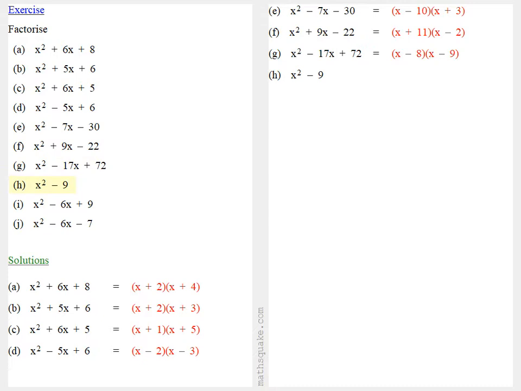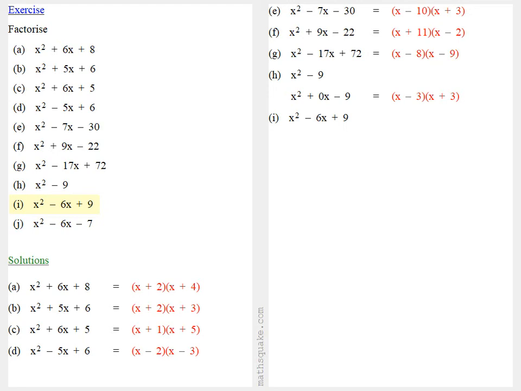Now in H we have x squared minus 9. This only has two terms. In fact, it has three terms like all the others, but they are x squared plus 0x minus 9. So we want two numbers that add to make 0 and multiply to make minus 9. Well, that will be minus 3 and plus 3. Minus 3 plus 3 makes 0. Minus 3 times plus 3 is minus 9. So the factors are x minus 3 times x plus 3.